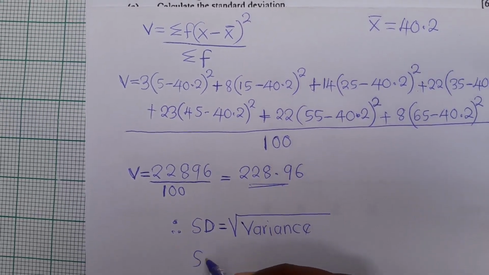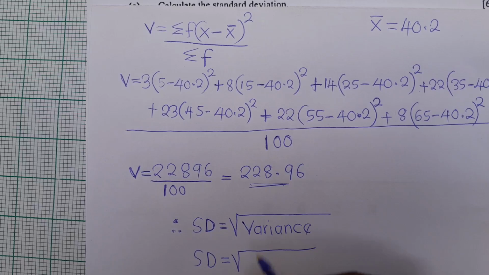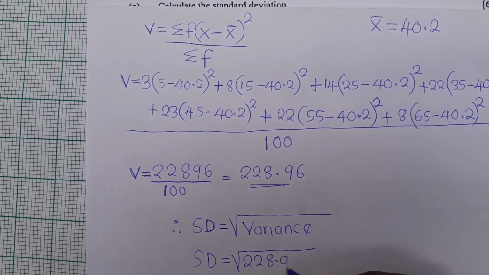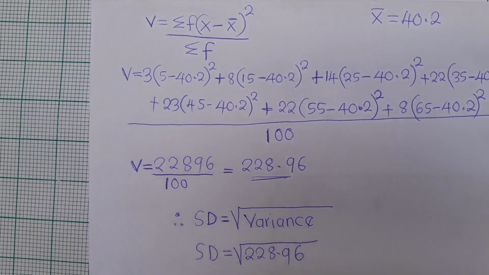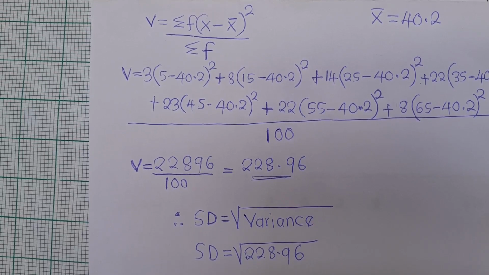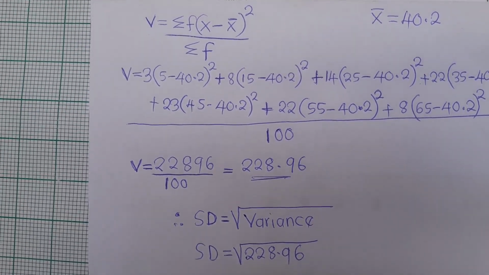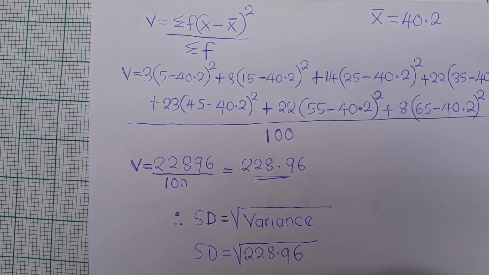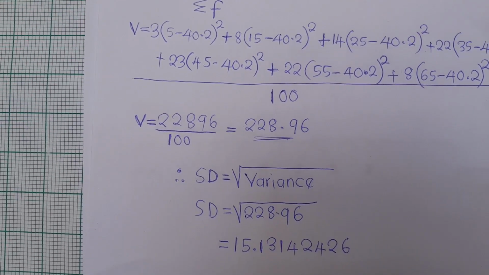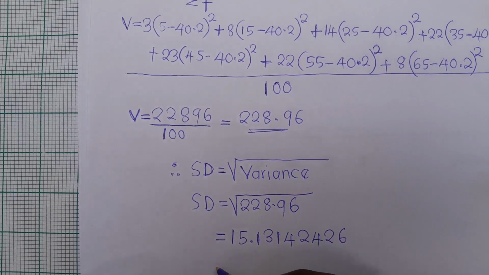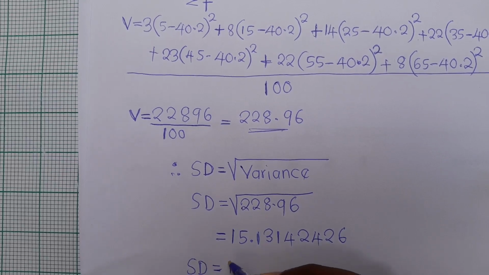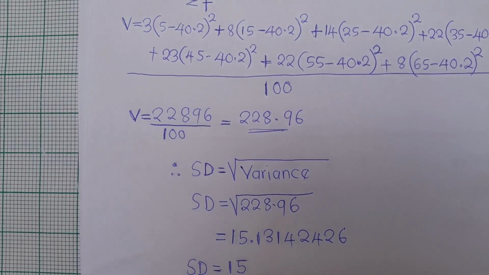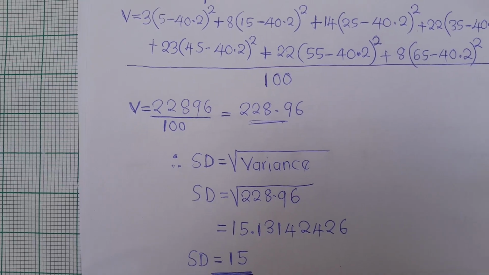Standard deviation is equal to square root of variance. So now, where you are going to say standard deviation is equal to, what is our variance? This is our variance, 228.96. So what answer are we getting when we put the square root there? So we say square root of 228.96. What is the answer? I'm getting this answer, that is 15.13142426. Then I just say standard deviation is now equal to 15 nearest whole number. This is the answer. This is how you get to find the standard deviation.